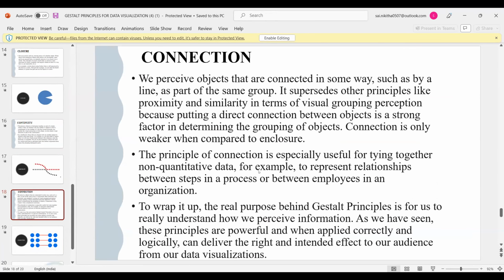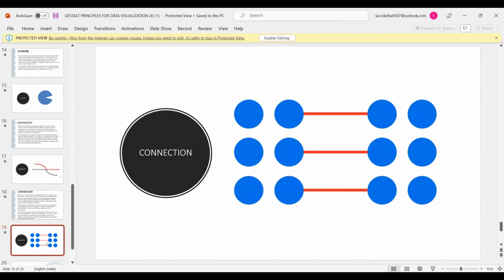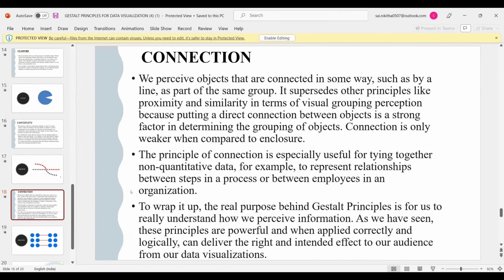And the last principle is connection. Here, connection plays an important role. It supersedes, it replaces the principles of proximity and similarity in terms of visual grouping. The principle of connection is especially useful for tying together non-quantitative data, for example, to represent relationships between steps. If we have a process, we will have steps in it, and we will have connection between the steps, before step and after step. Previous step and after step will have the connection. If you see this slide, we can understand the example of it. Here, connection is more important because it will be stronger.